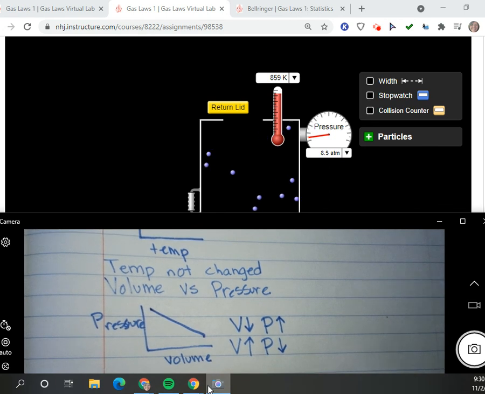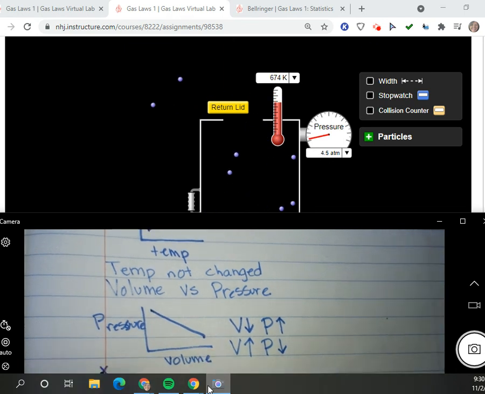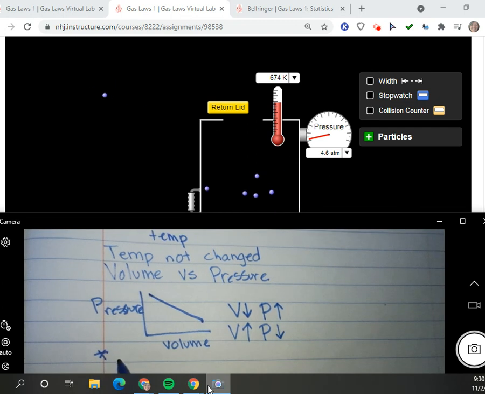Looking at what we did, did we ever add atoms in this scenario? No. So we need to make sure that we write that: no moles added.